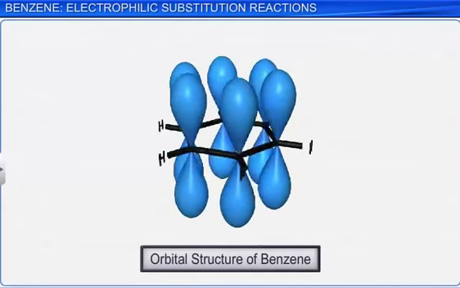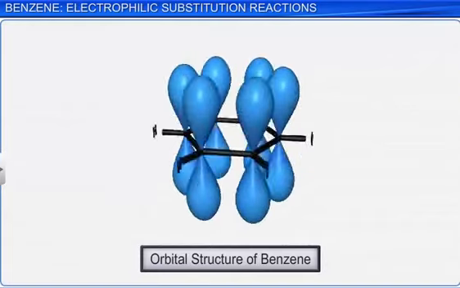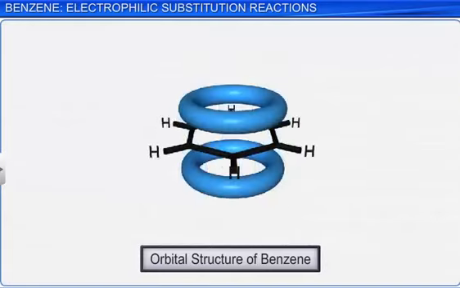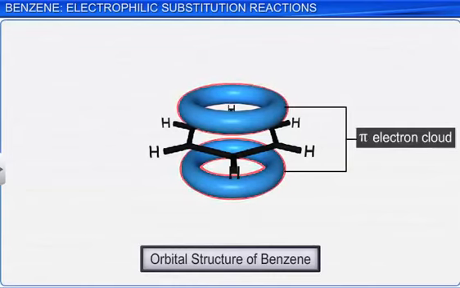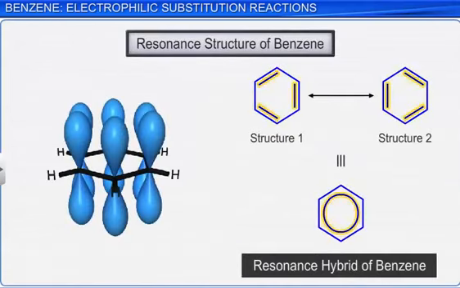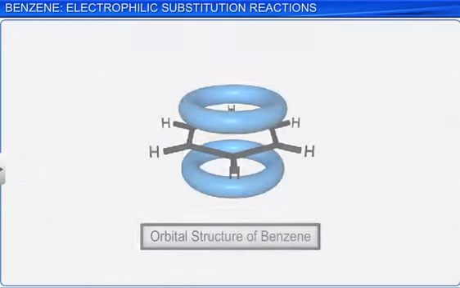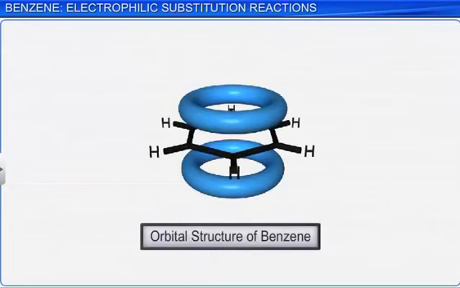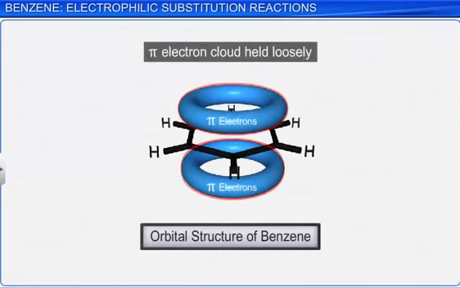If we take a closer look at the orbital structure of benzene, we find that the cyclic, delocalized pi electron cloud is loosely held above and below the plane of the benzene ring. The resonance stabilization of benzene is due to the delocalization of these pi electrons. This structural arrangement makes the loosely held pi electrons available for electrophiles, the electron-seeking reagents.